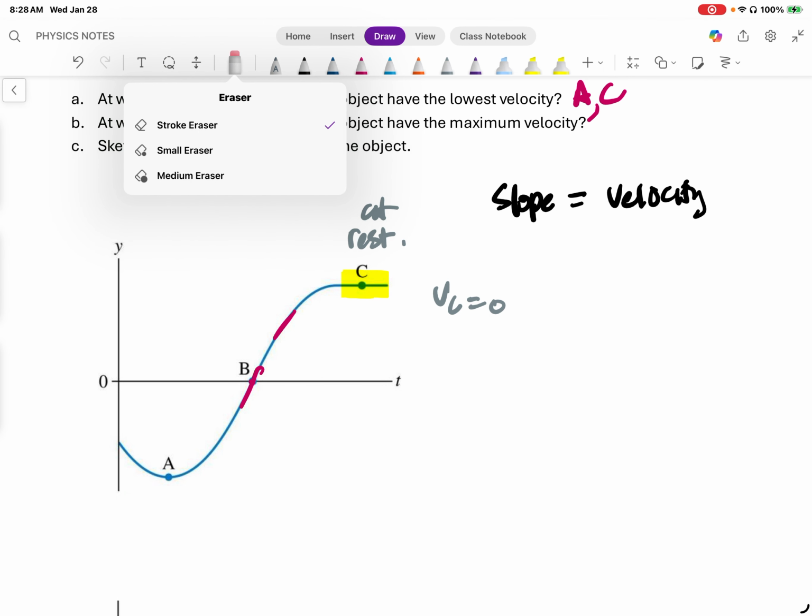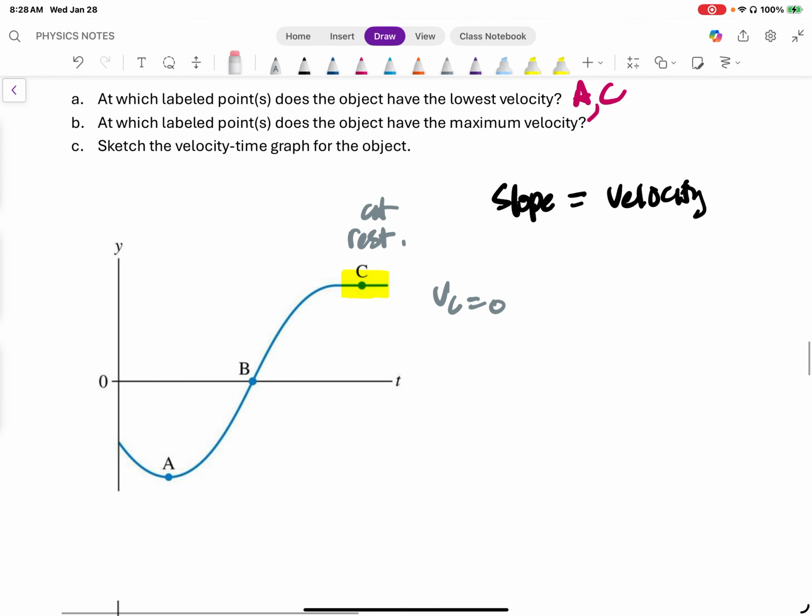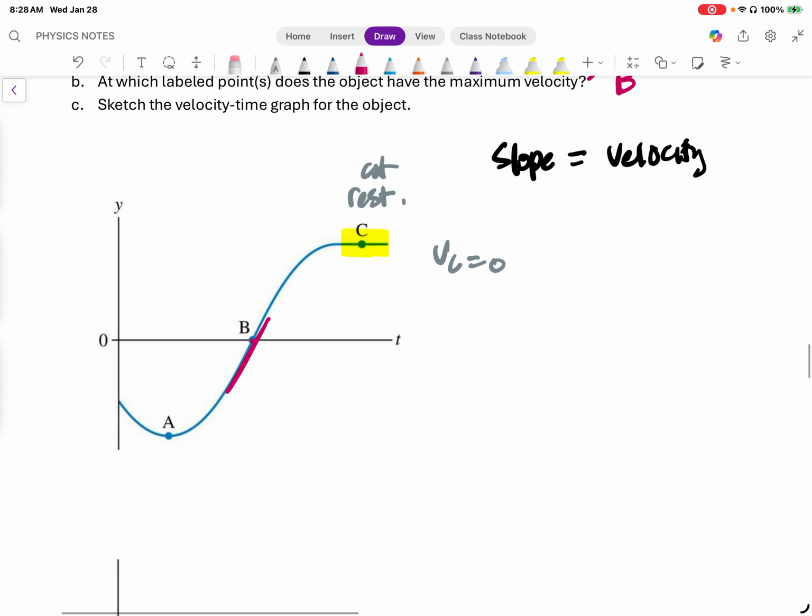So again, if we just look through that range of motion, we're looking for the point where the slope is going to be the steepest, and that actually is going to be this point B here. So steepest slope means we're moving the fastest. And then for C, it's going to have us sketch the velocity time graph for this particular object. And I'm going to add in there, we're going to sketch the approximate velocity time graph.